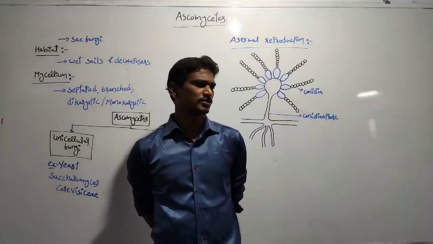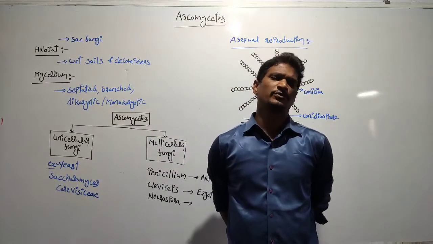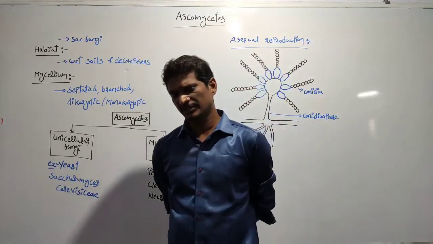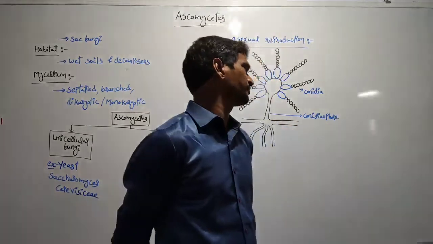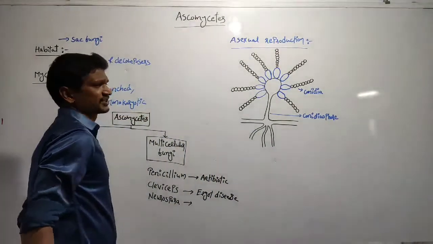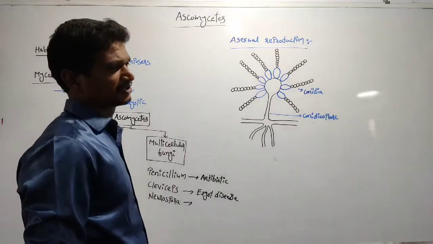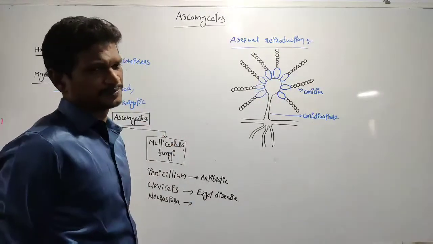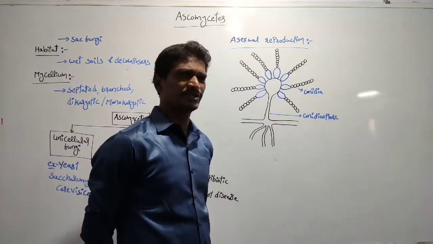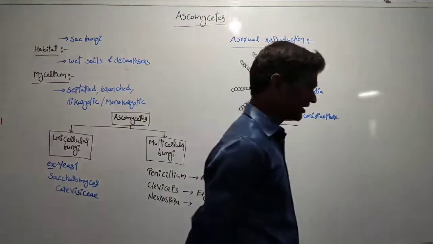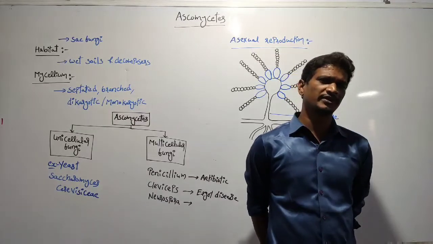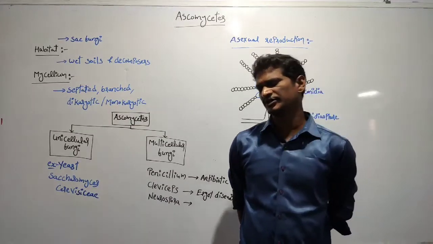In the last class we discussed phycomycetes. A characteristic feature of the phycomycetes is the mycelium, which majorly has the coenocytic condition. That means within the mycelium, septa are absent. Without septa, many nuclei are present within the mycelium. This condition is called the coenocytic condition. That is one of the characteristic features of the phycomycetes.